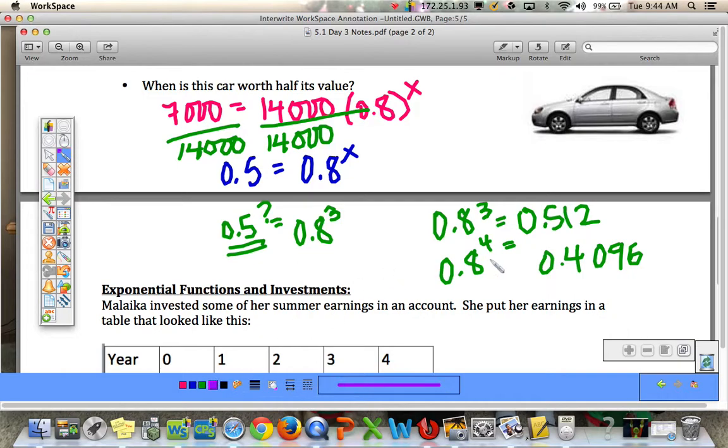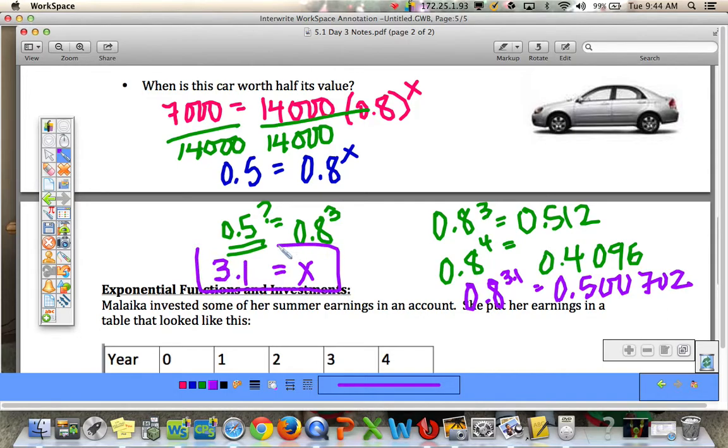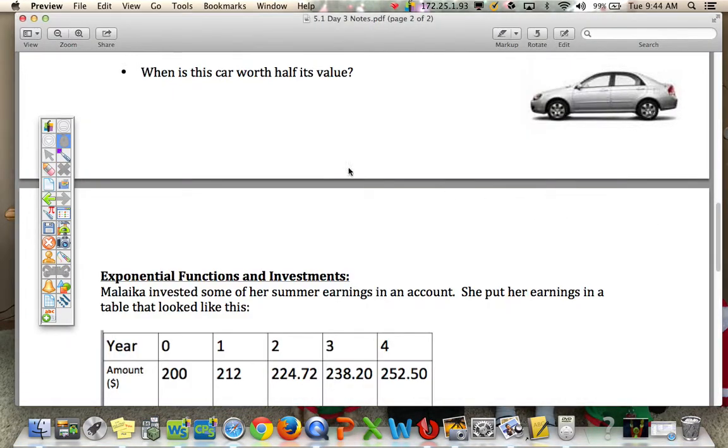So let's try 0.8 to the power of 3.1. And that is really close. It's 0.500702. So we're going to say x is 3.1 years. So guess and check is the only method we have when we're solving for x as an exponent right now. And further on in the chapter, we're going to learn other methods that you could use to solve for x if it's an exponent.